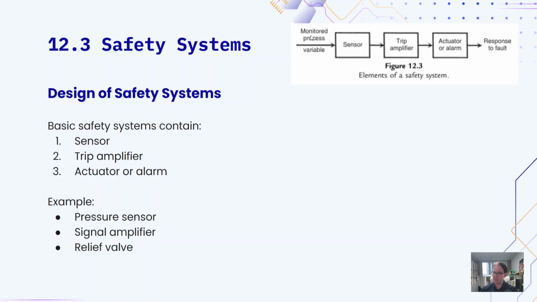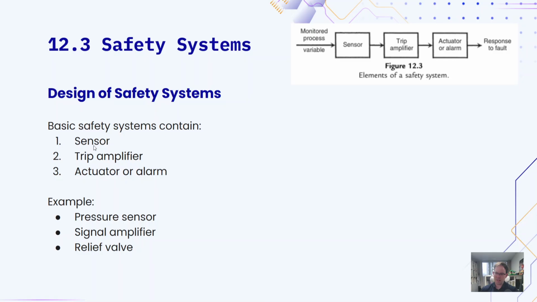Designing safety systems. Here's a diagram. We monitor a process with the sensor. We should have a trip amplifier, an actuator or an alarm, and then a response to failure. So this is how physical AI works. Physical AI basically senses something. It uses sensors to sense something. It processes things. It amplifies or processes things, and then an actuator takes some action. So from sensing to processing to actuating to action. Sense, process, action. That's physical AI in a nutshell.